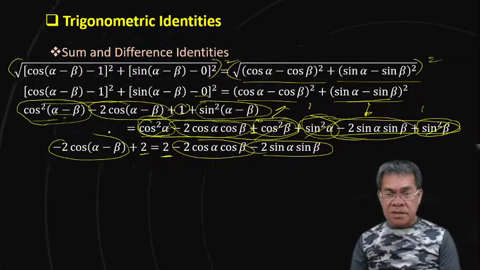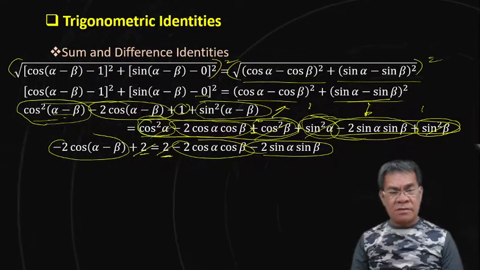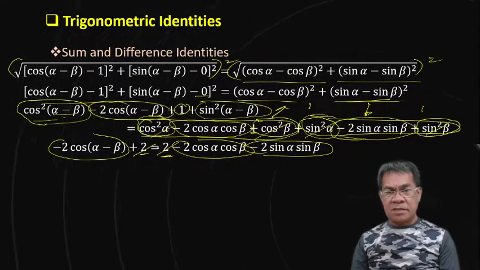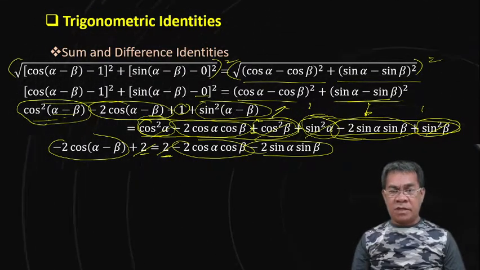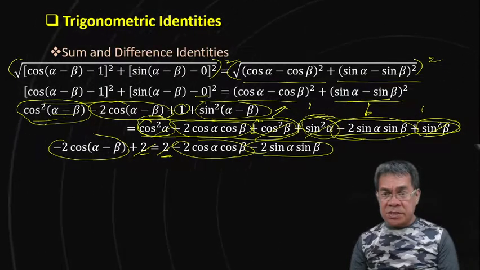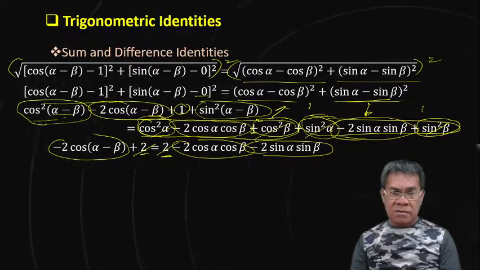Take note that we can cancel this 2. Because this is positive and this is positive, and this is found in the left and this one in the right, it can be cancelled out. So what we have now is, if we divide both sides by what? Negative 2. So this can be removed, the negative 2 and this negative 2.